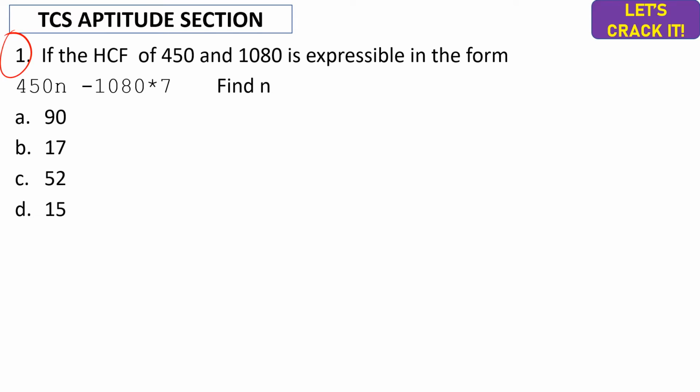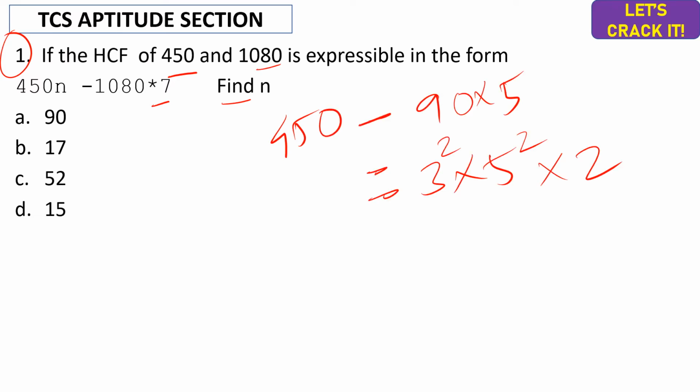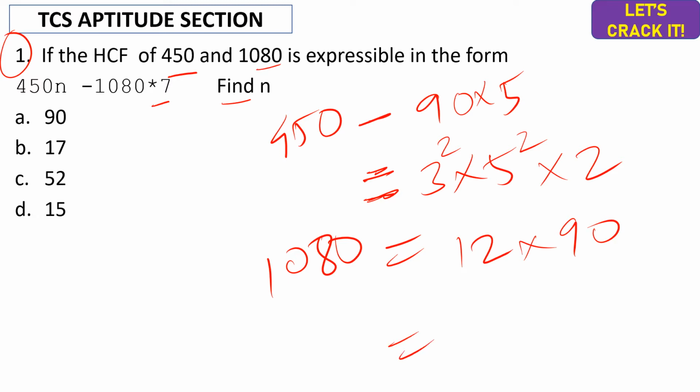If the HCF of 450 and 1080 is expressed in the form of 450n minus 1080 into 7, we need to find the value of n. The first step is to find the HCF. 450 can be represented as 90 into 5, which is 3 square into 5 square into 2. This is the prime factor representation. Next, 1080 is 12 into 90, which can be written as 3 cube into 5 into 2 cube.